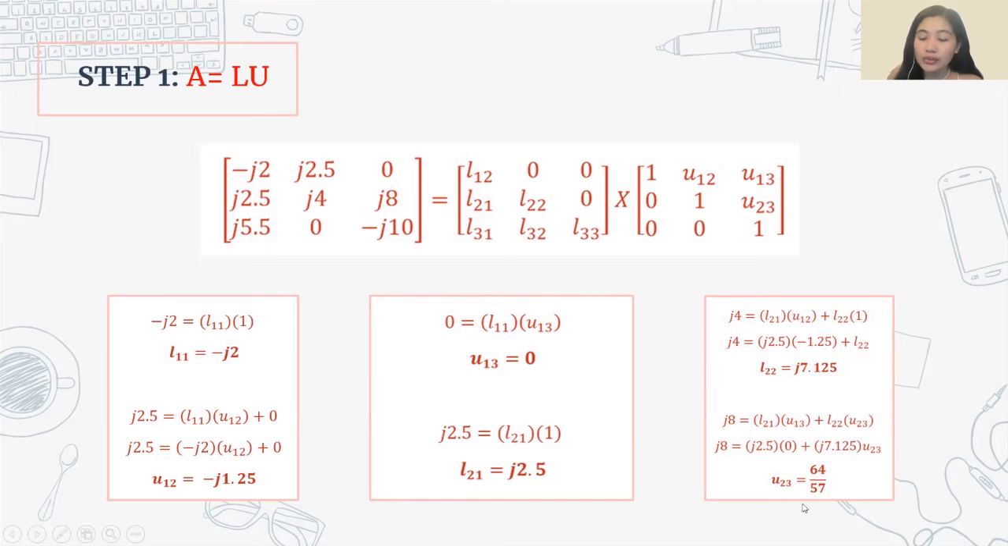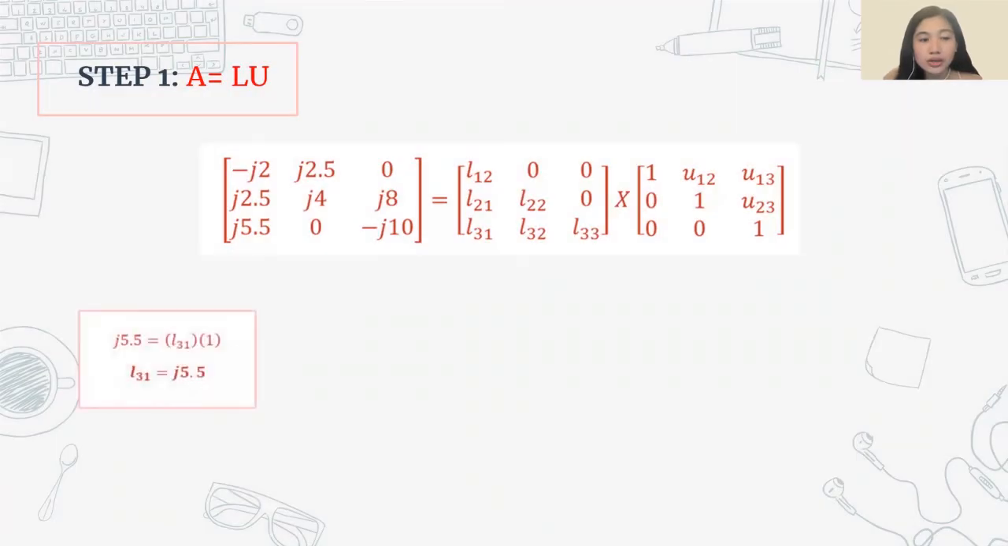And lastly, let's solve for our U23. So, ang U23 natin is here. U23 reflect sa kabila is equivalent to J8, and our J8 will be equivalent to L21 multiplied by U13, plus our L22 times our U23. So, substitute yung may mga values na. L21 is J2.5, U13 is 0, and L22 is J7.125. And still, ang U23 yung value na hinahanap natin. So, just equate, now solving for the equation is that U23 will be equivalent to 64 all over 57. And I hope everyone is catching up and pressing their calculator for confirmation.